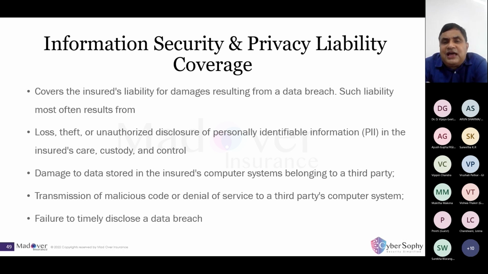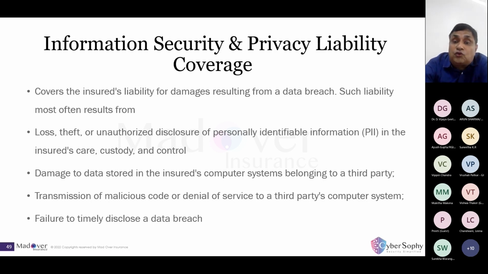Now let's look at the last part of it, which is the liability coverage part of it. As you would appreciate, the basic coverage is for the liability, third-party liability, your first-party coverage also being part of it. So when we talk about liability, it covers the insured's liability for damages resulting from a data breach. Such liability can result from loss, theft, or unauthorized disclosure of personally identifiable information in the insured's care, custody, and control. Damage to data stored in the insured's computer systems belonging to a third party. Transmission of malicious code or denial of service to a third party's computer system.